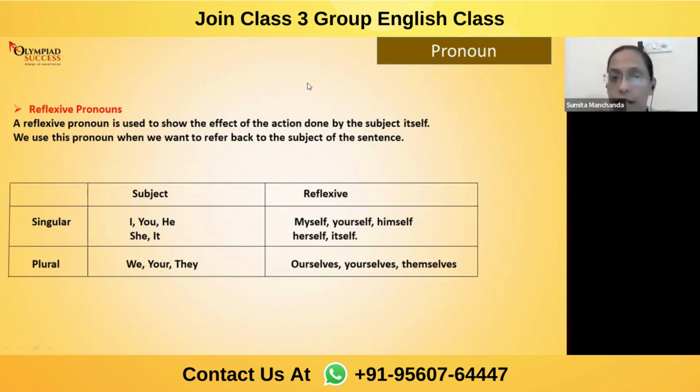Myself, yourself, himself, herself, itself. See, in all the singular reflexive pronoun words I have added self. But when we talk about plural reflexive ones, we say ourselves, yourselves, themselves. You can see VES, VES, VES. So always remember, reflexive pronouns get added to the singular words with self. For plural, it is selves in all.